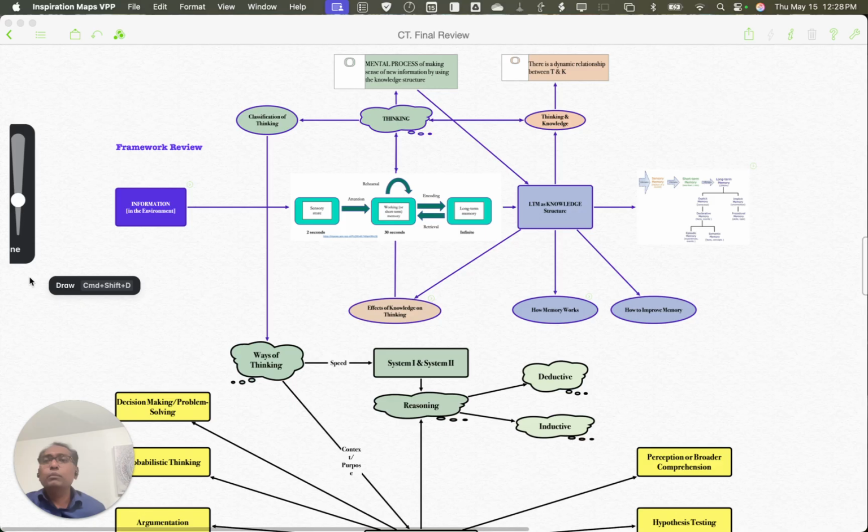Now, coming to other things that we learned after this basic framework of knowledge, thinking, and language, we moved on to talk about different kinds of thinking, not based just on speed, but based on other constructs like the context or the purpose. In terms of speed itself, we talked about system 1 and system 2 thinking. Then remember we talked about reasoning.